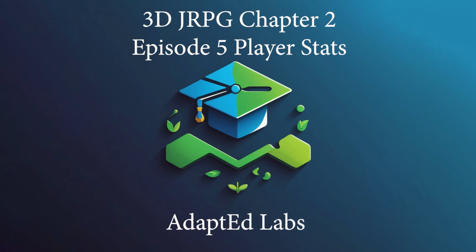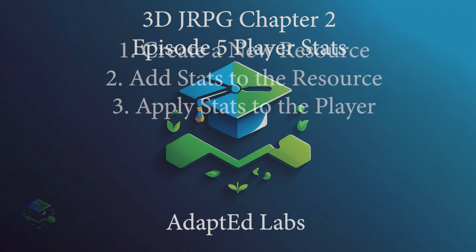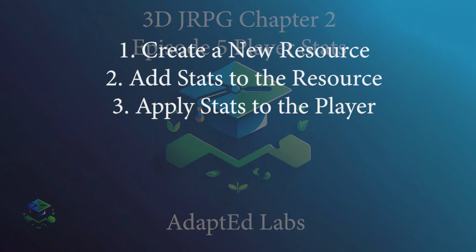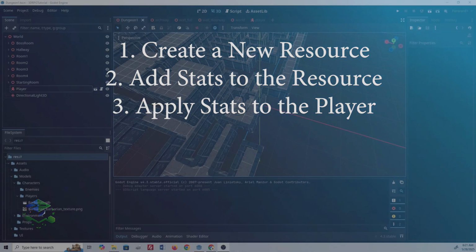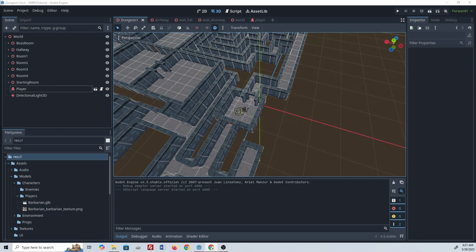Hey folks, in this episode we're creating a flexible stat system for our JRPG player. We'll store some key stats like health, magic, attack, and defense in a reusable resource file, and display the HP in the UI. So, let's get started. The first step is we're going to be creating our StatsResources.